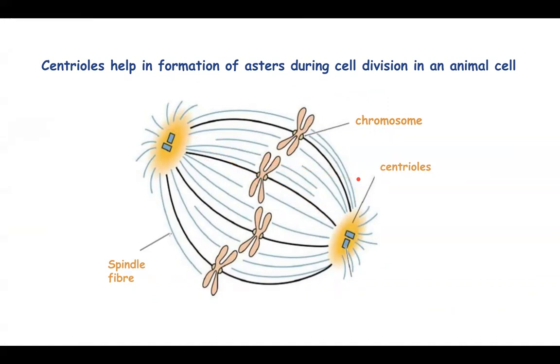The plant cells have developed another method of cell division, which does not involve the centrioles. But the centrioles, in case of an animal cell, initiate cell division. They begin cell division.